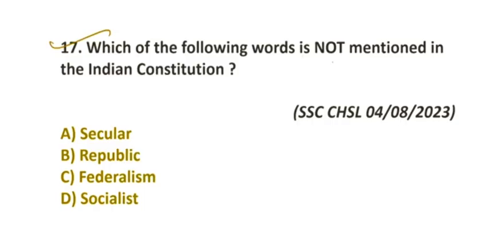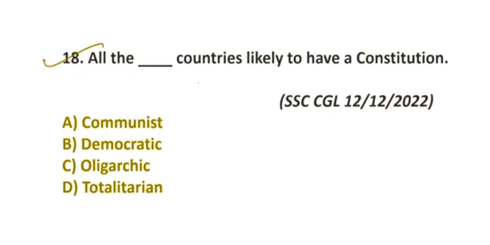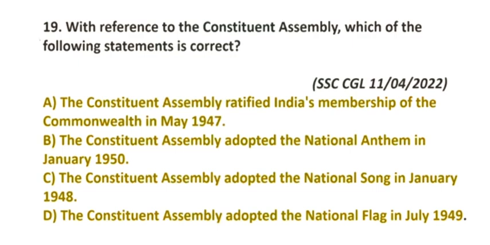17. Which of the following words is not mentioned in the Indian Constitution? Option number C, Federalism. 18. All the dash countries likely to have a constitution. Option number B, Democratic. Question number 19. With reference to the Constituent Assembly, which of the following statements is correct? Option number B, the Constituent Assembly adopted the national anthem in January 1950.